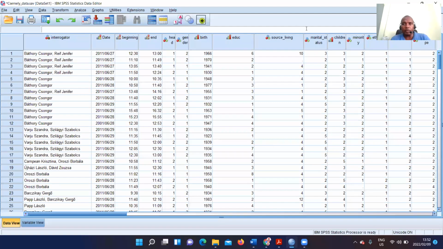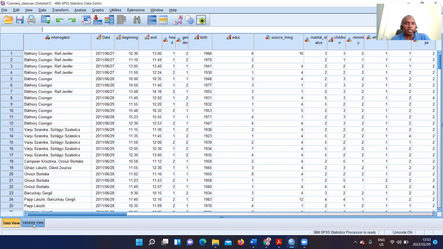So that is the work file. As you can see, it's a work file of a study that was conducted in a place called Senli in Hungary, in Central Europe. And as you can see, by default, when you are opening a saved work file, SPSS opens to the data view.